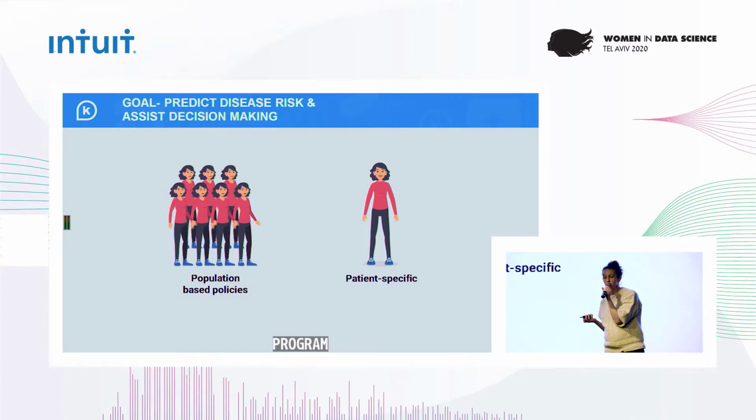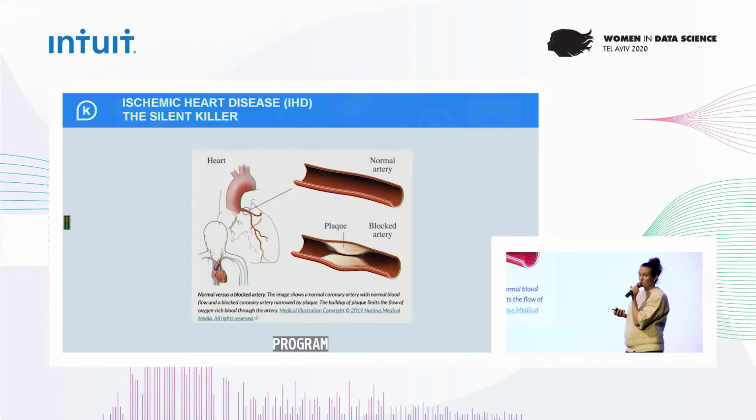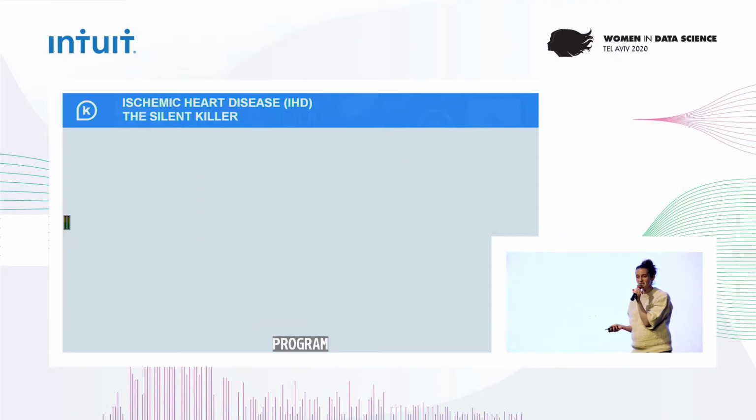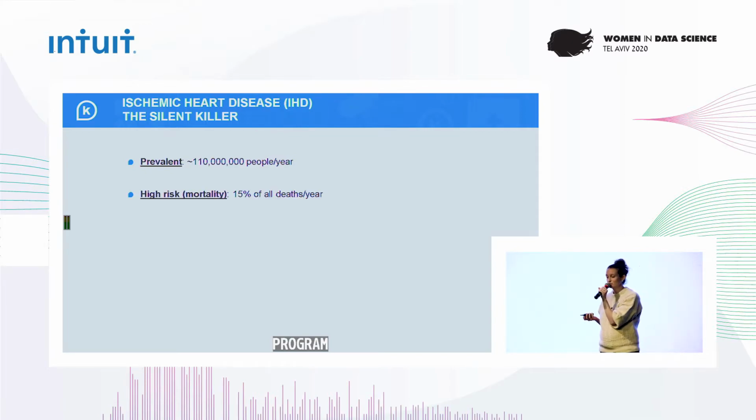Okay, so our goal was to predict disease risk, both at the patient level and the population level. We were specifically interested in ischemic heart disease, which is characterized by a reduction of blood flow to the heart muscle due to a blockage of the arteries. We were interested in this disease because it's highly prevalent. It affects over 110 million people per year. And it also has a high mortality rate, over 50% of all deaths per year.